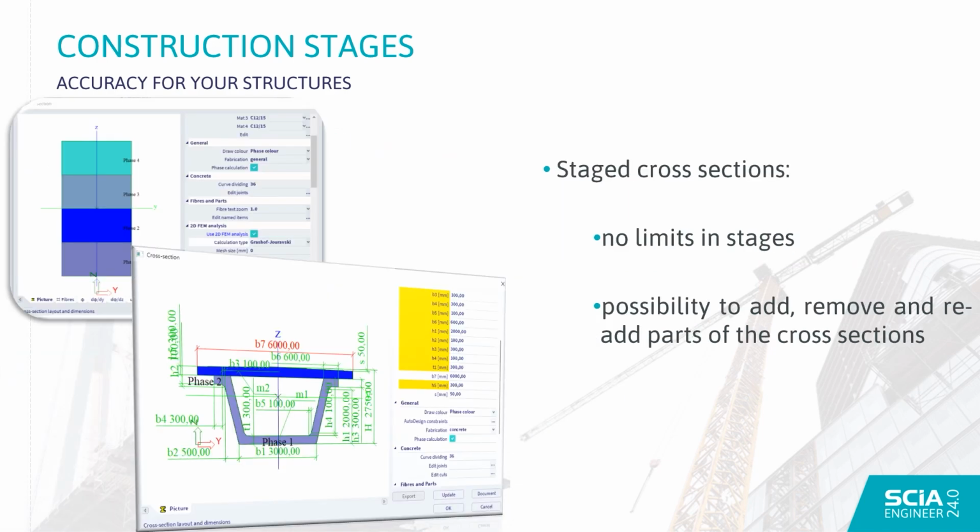Okay, another big improvement that we have introduced now in the construction stages is the possibility to have phased cross-sections. As you know, this feature we had it before, yes, but it had some limitations. We have now removed all these limitations. So you can add, for example, a stage cross-section with absolutely no limit on the number of stages. Before it was limited to 2, for example. And now you can, of course, do it without any limit on the stages. Not only that, but we also have the possibility now to remove a certain part of the cross-section, but also we can re-add it and activate it later on a different stage.